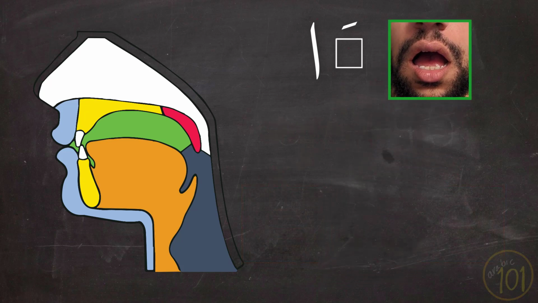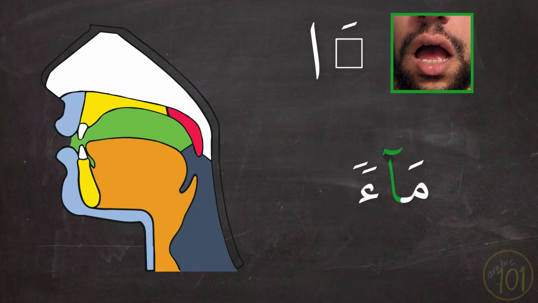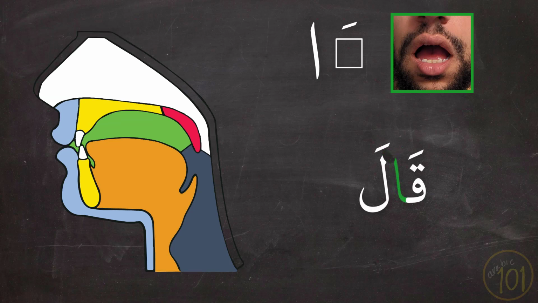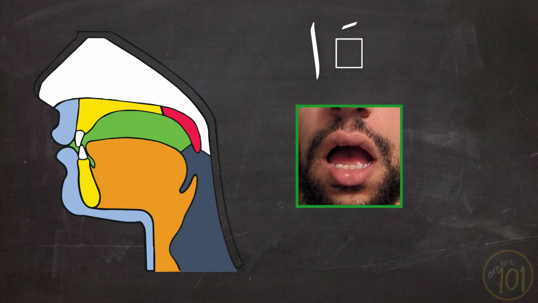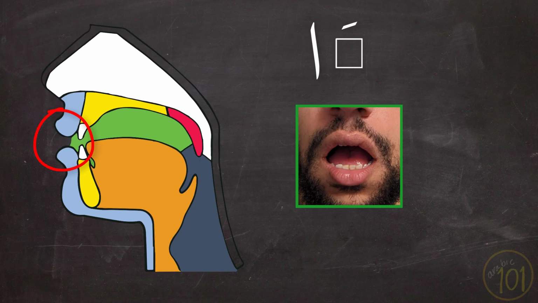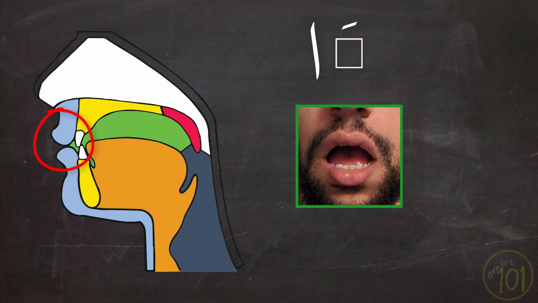Like when we say ماء، قال، على. So the opening of the mouth should be an average one to produce the alif properly.